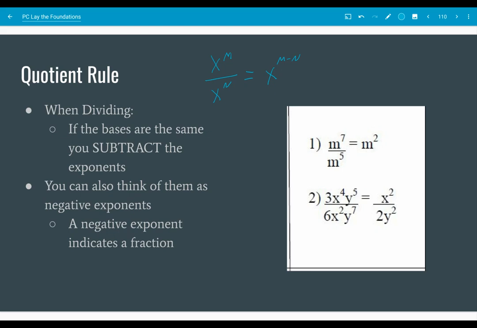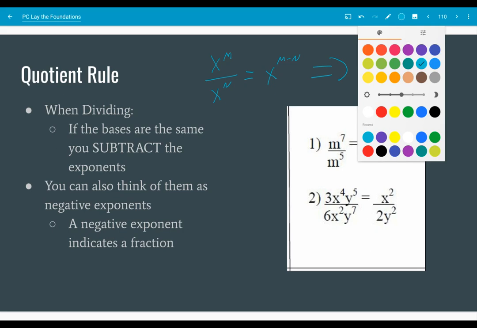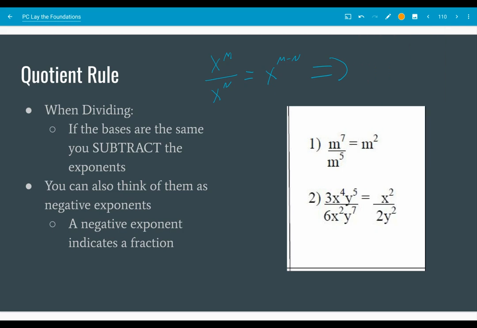The other way to think about this, the other option, would be to take x to the m divided by x to the n and convert it into x to the m times x to the negative n, right? That uses the negative exponent property we just looked at.